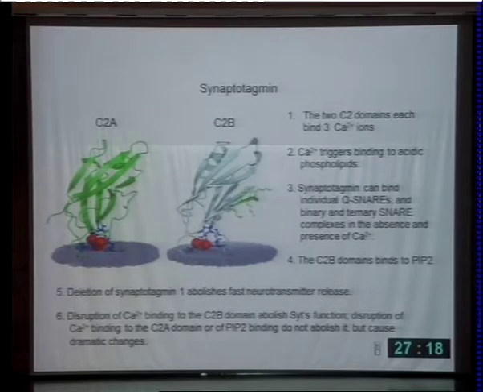So this is one thing which has been shown, and we have actually shown that it particularly likes to bind to PIP2, the phospholipid which was already mentioned. But it also binds to individual SNAREs, to Q-SNAREs, to binary and ternary SNARE complexes in the absence and presence of calcium, which makes the molecular understanding of this molecule quite complicated. Now, deletion, as mentioned, of synaptotagmin abolishes fast neurotransmitter release, and disruption of calcium binding to the C2B domain abolishes synaptotagmin function. The disruption of the other binding site is not quite as severe, and there is a separate binding site for PIP2, which is adjacent to the calcium binding site, and that also causes weakening of the calcium triggering.